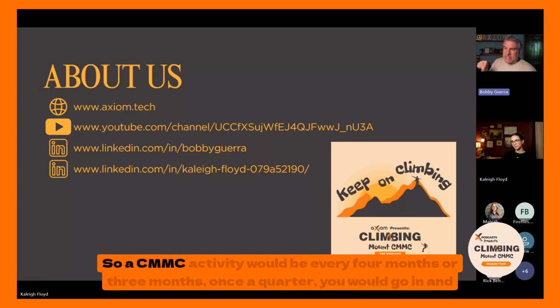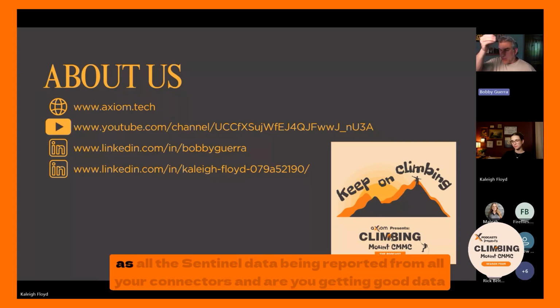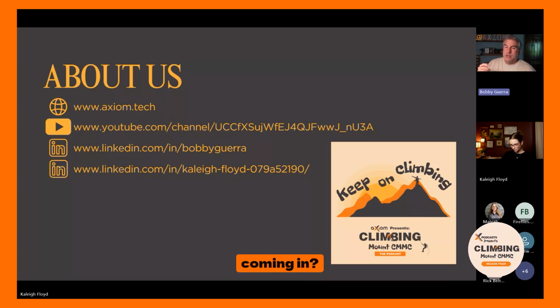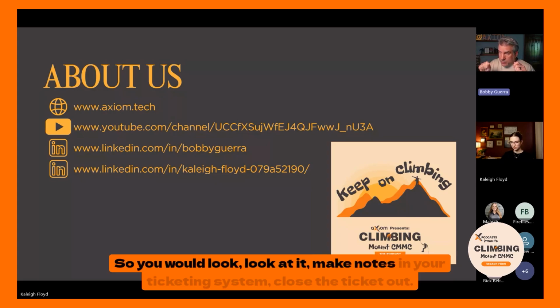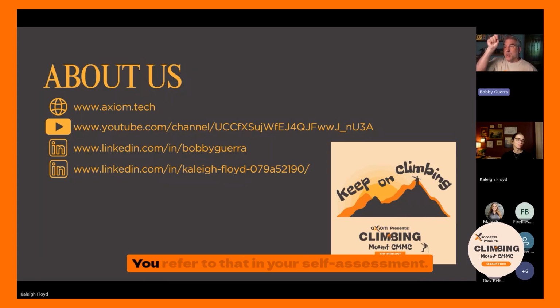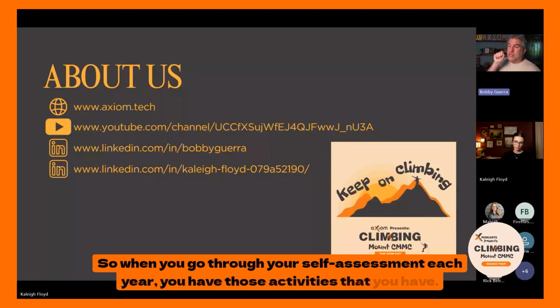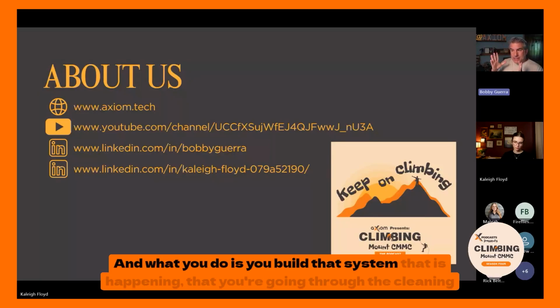So a CMMC activity would be every 4 months or 3 months, once a quarter, you would go in and look to see, is all the Sentinel data being reported from all your connectors? And are you getting good data coming in? So you would look at it, make notes in your ticketing system, close the ticket out. You refer to that in your self-assessment. So when you go through your self-assessment each year, you have those activities, and you build that system that is happening, that you're going through the cleaning process.